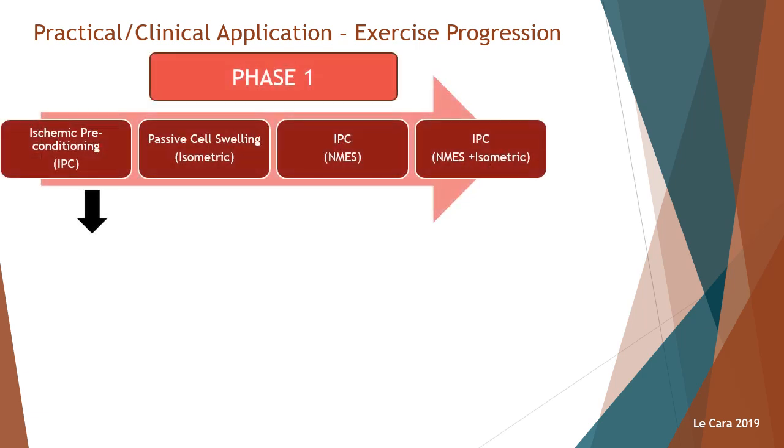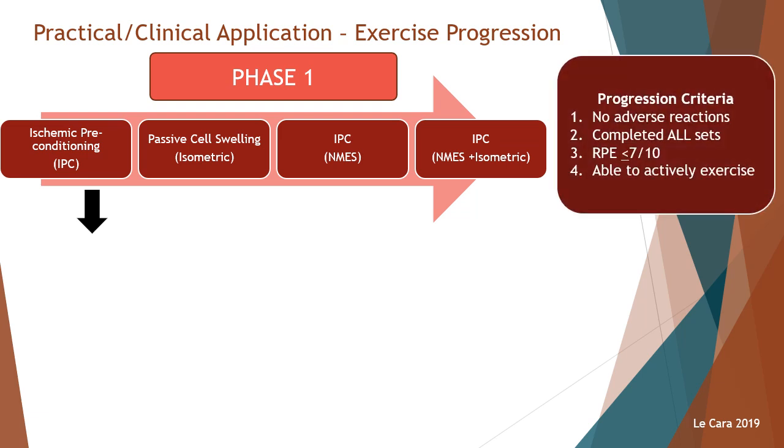So if we're looking at the different applications of BFR in this first phase, our progression criteria to going to the next phase is no adverse reactions with the initiation of BFR. They're able to complete all sets and the rating of perceived exertion with that phase 1 activity is equal to or less than 7 out of 10, meaning it's getting easier for them. They're able to perform active exercises.